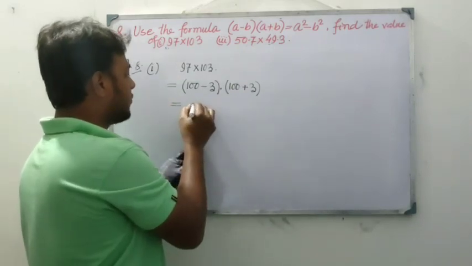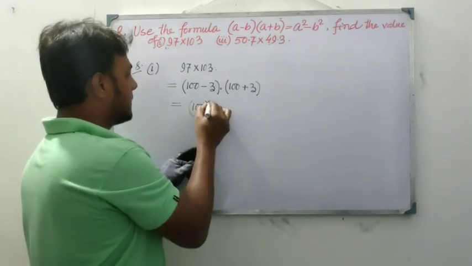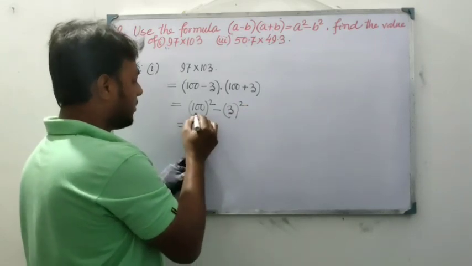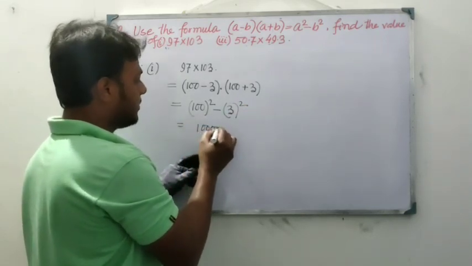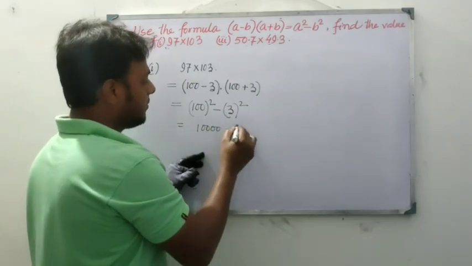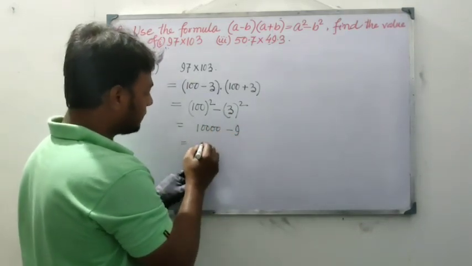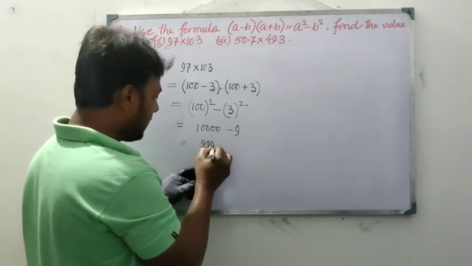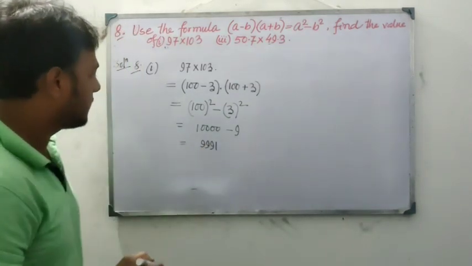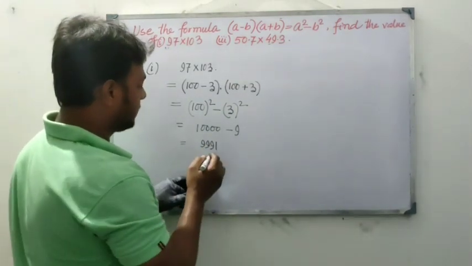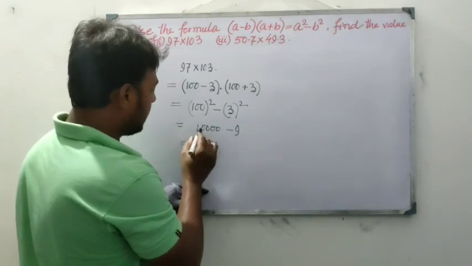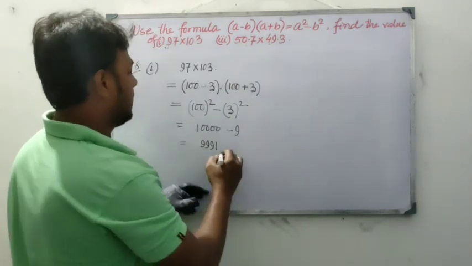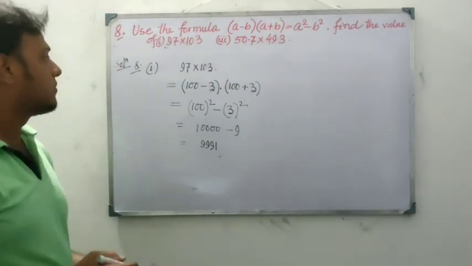The answer is a square minus b square. So a means 100 square, minus b square means 3 square. 100 square means 1 square means 1, and for double 0 we will consider 4 times 0. Minus 3 square means 9. So it will become 9991, is it? One more 9 will be there. 1, 2, 3, 4, 5. 4 digits. Yeah, it's correct. Clear?